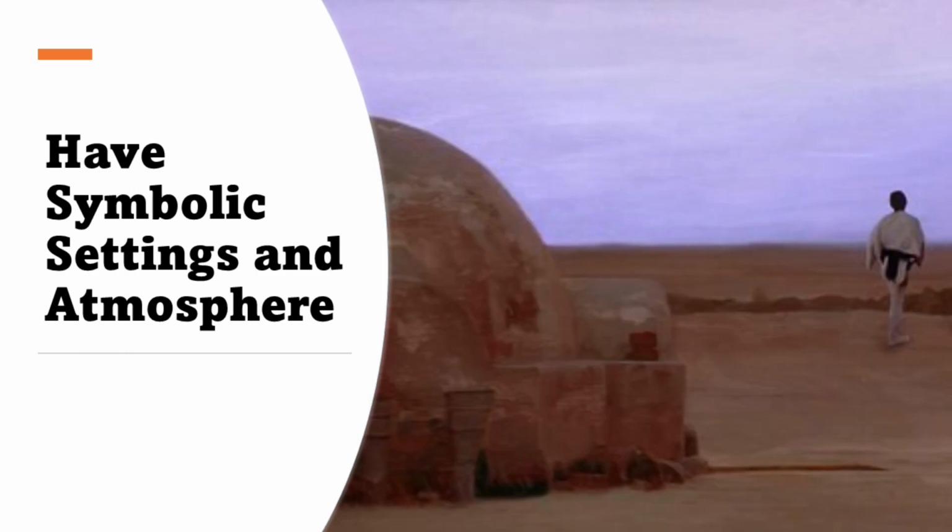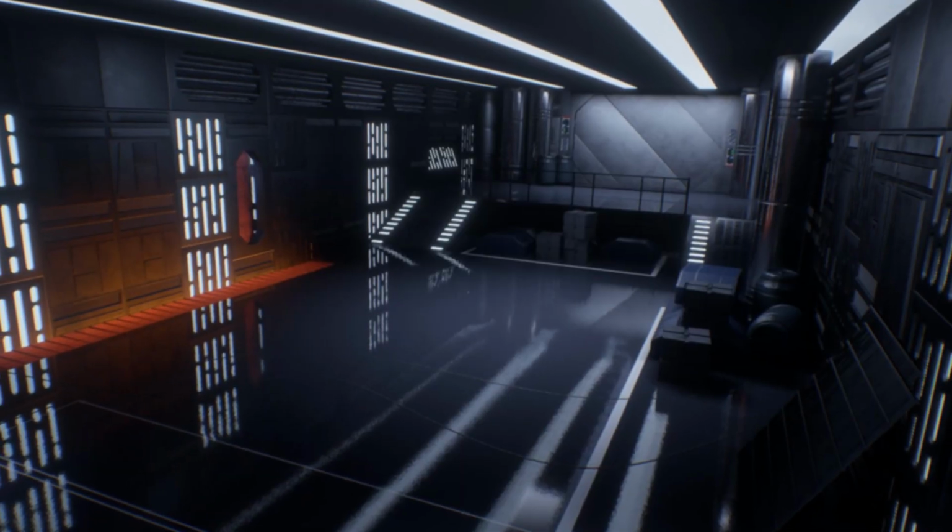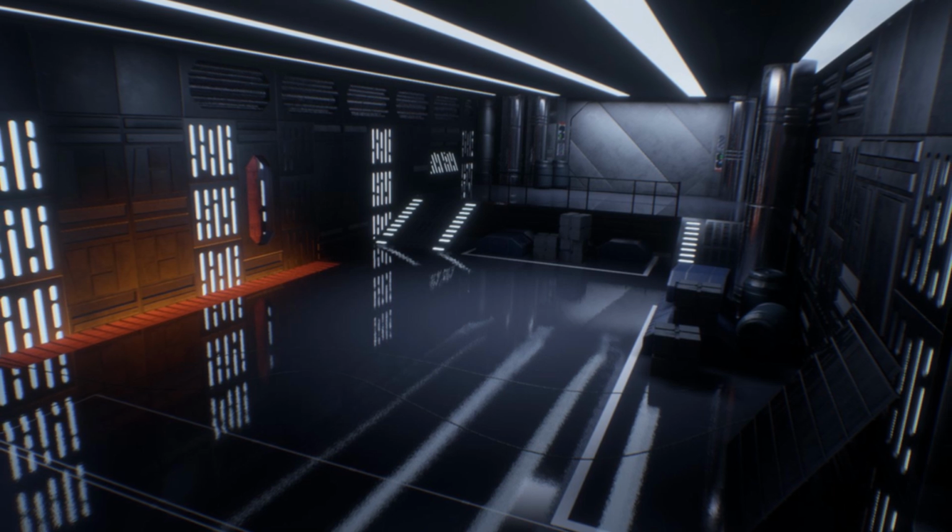4. Have symbolic settings and atmosphere. Craft your settings and atmosphere to reflect the themes of your allegory. Using Star Wars again, Tatooine can symbolize isolation and barrenness, reflecting Luke's own feelings of being stuck and longing for something greater. The Death Star can symbolize the Empire's oppressive power and technological hubris.